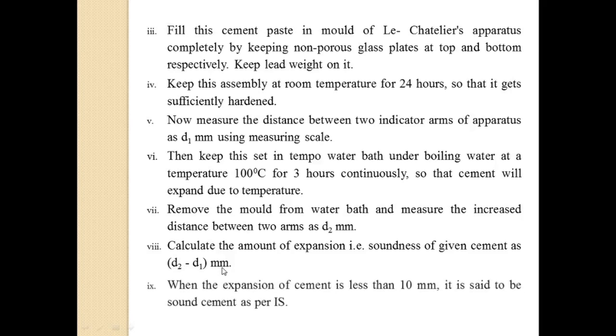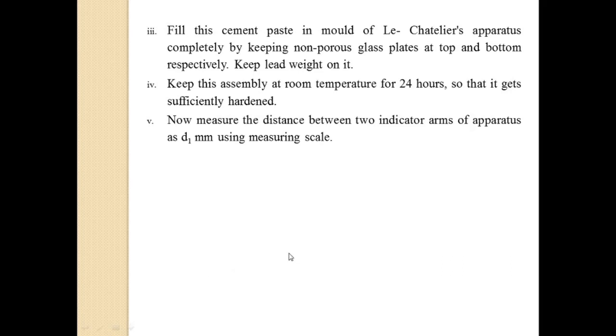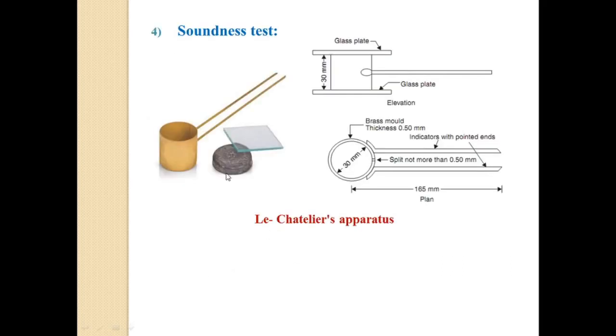This soundness should not be greater than 10 mm, that is, the expansion of cement should be less than 10 mm, so we can call the cement sound as per the IS code. For ordinary Portland cement, rapid hardening cement and low heat cement, this expansion should not be greater than 10 mm. So this is the procedure for the soundness test.